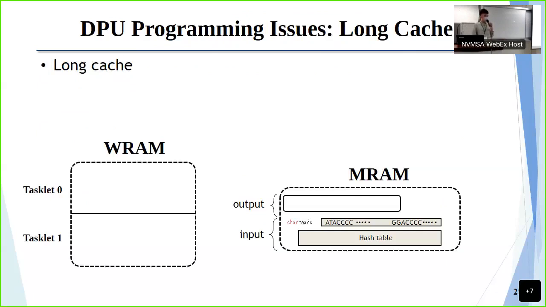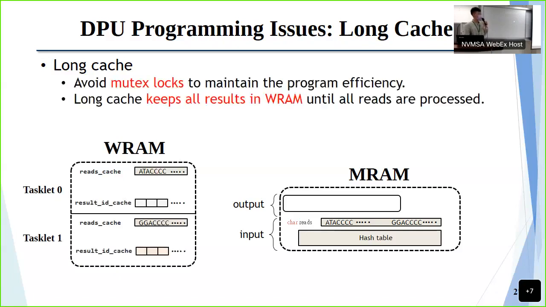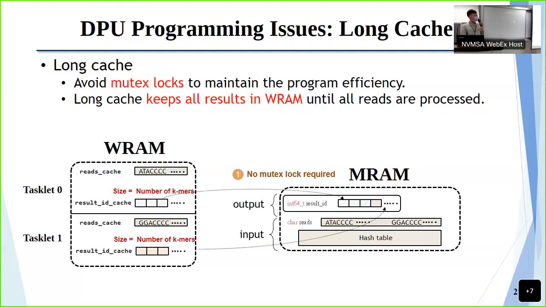In this case, we have two tasklets, and reads are being moved from NVRAM to WRAM. During the read alignment, the long cache mechanism tries to keep all resources in the WRAM to avoid the use of mutex lock. In this design, we don't need any mutex lock. However, in order to keep all resources in the WRAM, the size of the cache has to depend on the number of cameras, which is usually very large. So it leads to an issue, which is we can only process a small number of reads in a DPU execution.